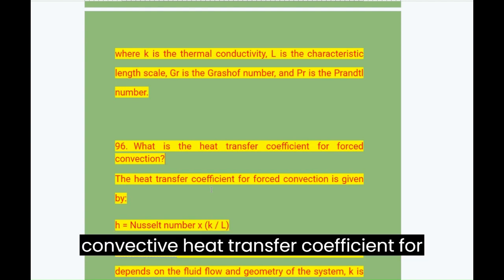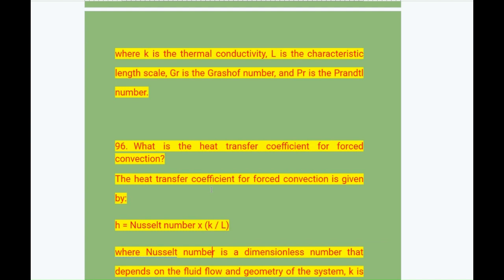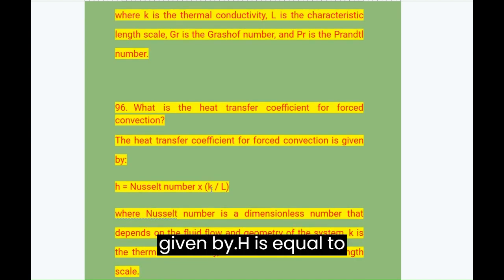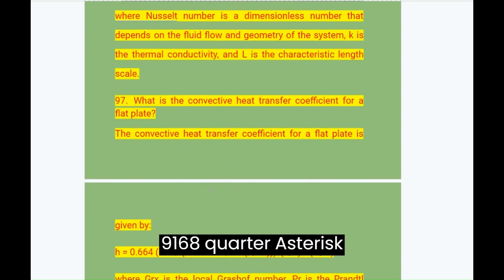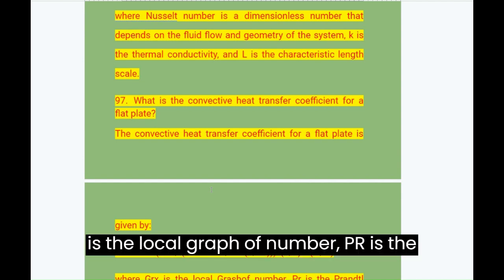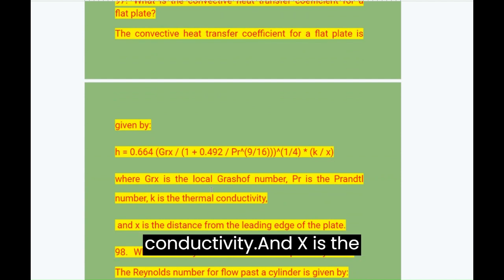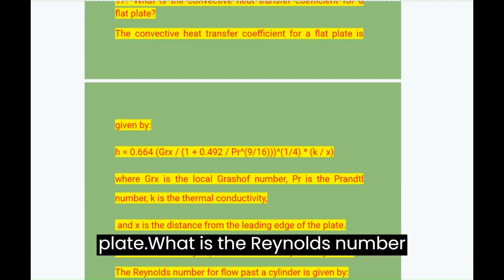What is the convective heat transfer coefficient for a flat plate? The convective heat transfer coefficient for a flat plate is given by h = 0.664 Gr_x^(1/2) Pr^(1/3) / [1 + (0.492/Pr)^(9/16)]^(1/4) × k/x, where Gr_x is the local Grashof number, Pr is the Prandtl number, k is the thermal conductivity, and x is the distance from the leading edge of the plate.